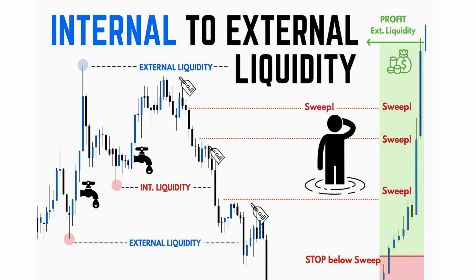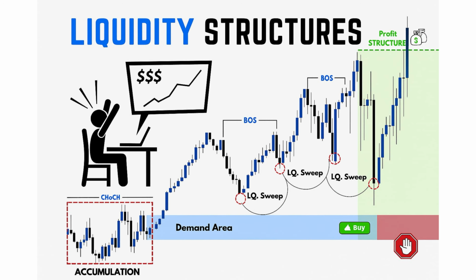Because if that level is taken out, it means the market is likely going for the next external target, and your original thesis is invalid. This entire process of hunting liquidity and shifting power brings us to the foundational market cycle, starting with accumulation.